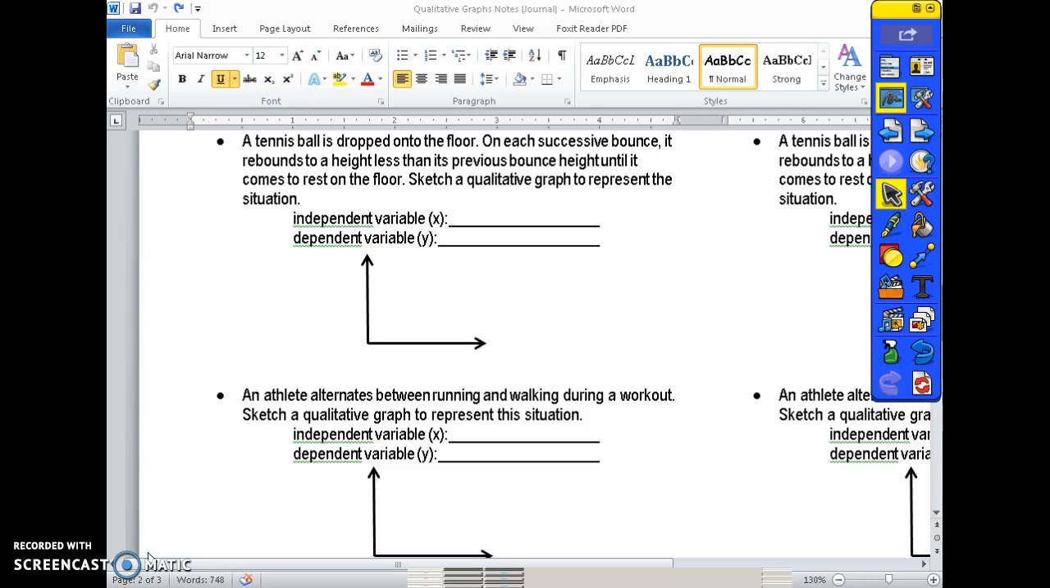A tennis ball is dropped onto the floor. On each successive bounce, it rebounds to a height less than its previous bounce height until it comes to a rest on the floor. Sketch a qualitative graph to represent the situation.